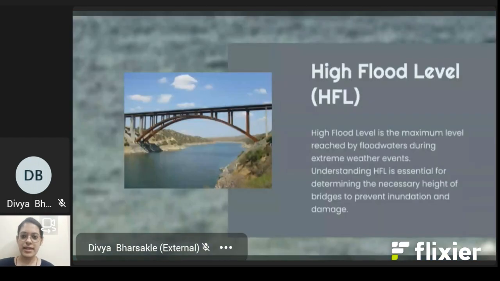The next one is high flood level. It is the maximum level reached by flood waters during extreme weather conditions such as flooding, and understanding this concept is essential to determine the height at which the bridges need to be constructed to prevent any damage.